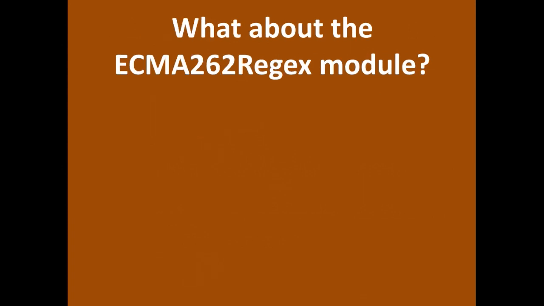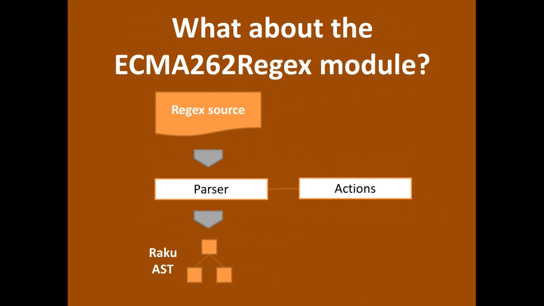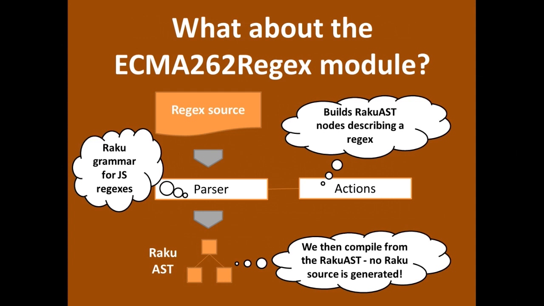So what about modules like my regex one, where I have the JavaScript regex syntax and want to compile that into Raku code? Well, I won't do that anymore. Instead, I'll compile it into RakuAST. But the structure looks very similar. We have a parser, we have some actions, and we make RakuAST. It's just that this time the grammar is one for JavaScript regexes, and the actions are transforming from that into the Raku AST nodes that describe the regex. So we don't do any source generation at any point now. We just produce this abstract syntax tree.